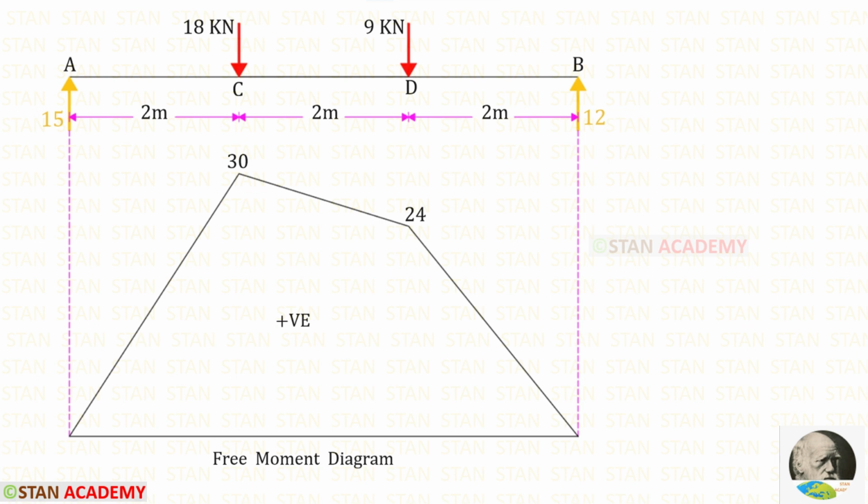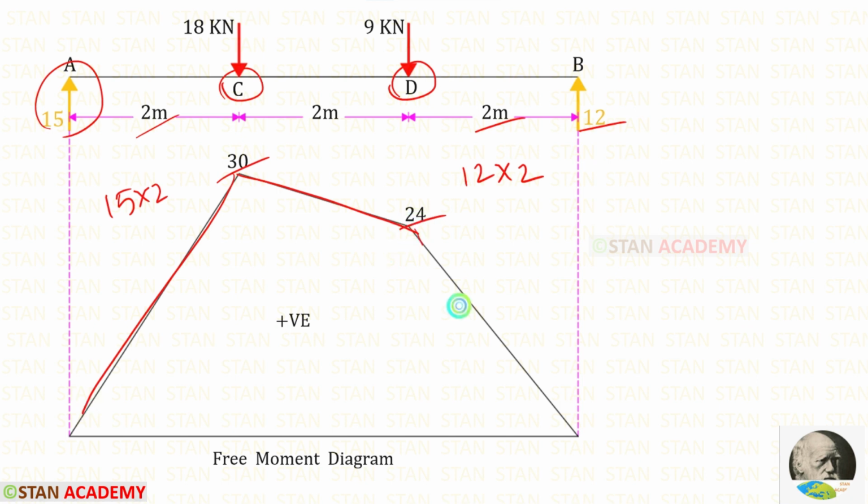For the simply supported beam, now let us draw the bending moment diagram. To find the bending moment at the point C, we have to multiply RA with the distance 2. 15 into 2, we will get 30. To find the bending moment at the point D, we have to multiply RB with the distance, 12 into 2, we will get 24. Then we can connect the points. This diagram is called the free moment diagram.